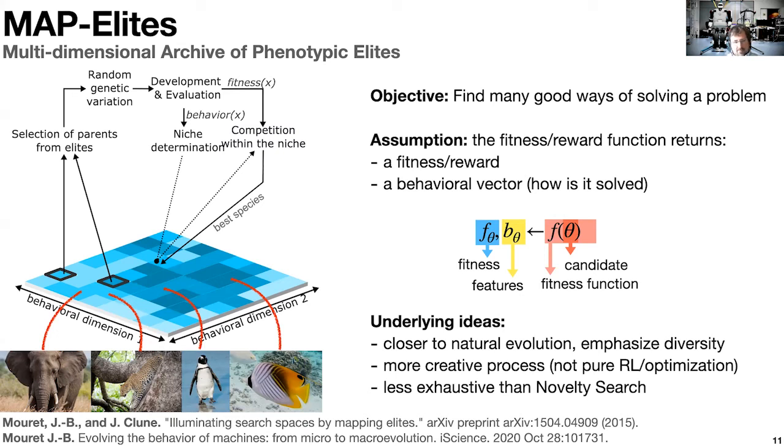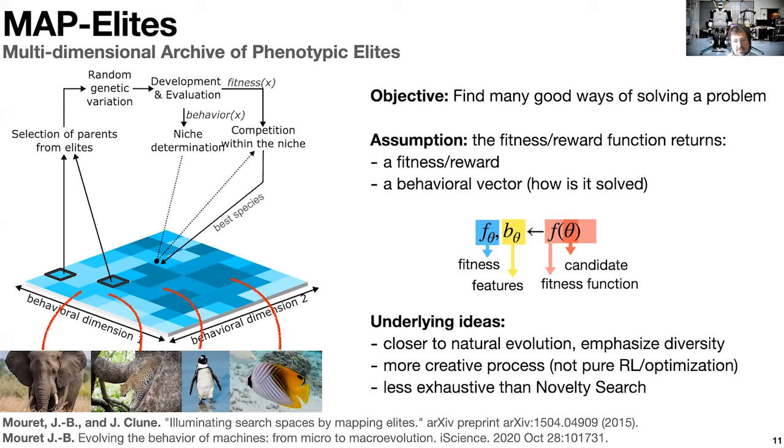And the algorithm then is very simple. We select one or two or several elites, so one or two species that are in the niches. We add some random genetic variation. We evaluate the fitness. And from that, we get two things. We get the fitness and we get the behavior. So the behavior is like the trace of what has been done during the episode. And as I said at the beginning, evolution usually does not use this, but reinforcement learning tends to use this trace. Here we're using it to compare behaviors, to define if two behaviors are the same.